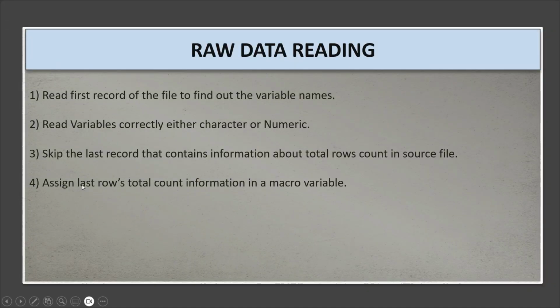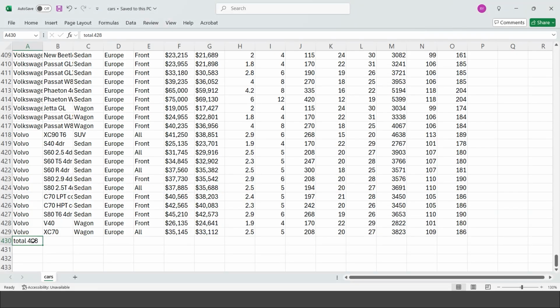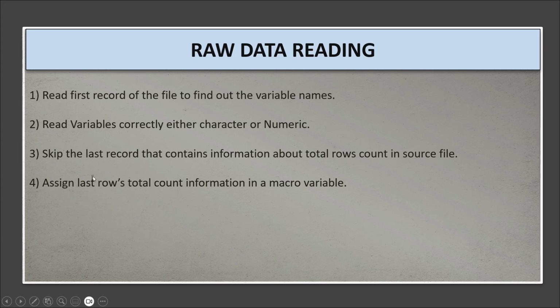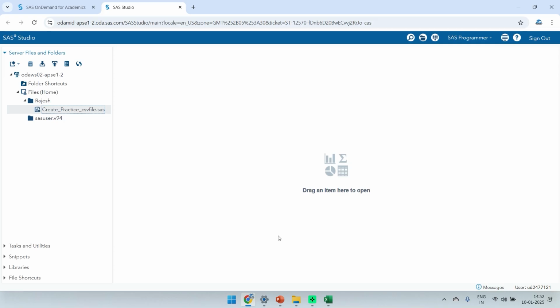And the last is to assign the last row's total count information to a macro variable. This information we need to write into a macro variable. So these are the 4 questions we are going to solve. Let's start. I am going to practically solve these questions in SAS Studio.